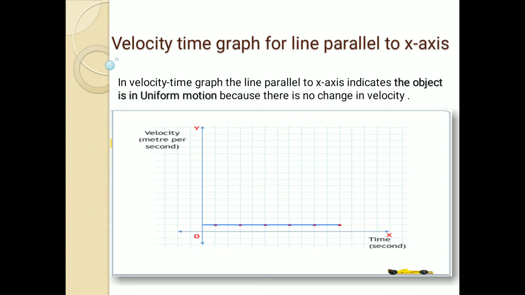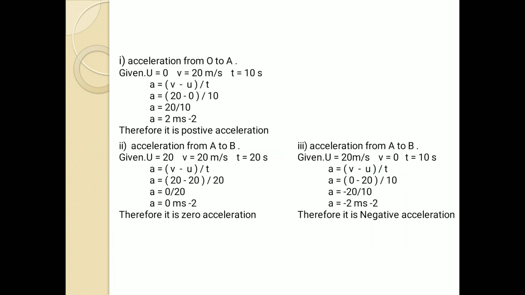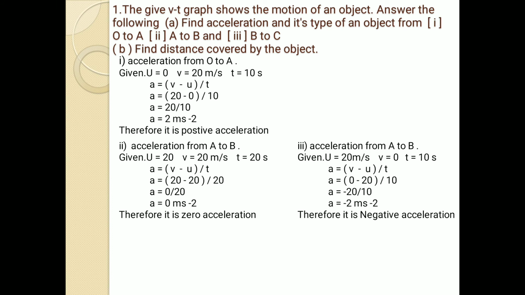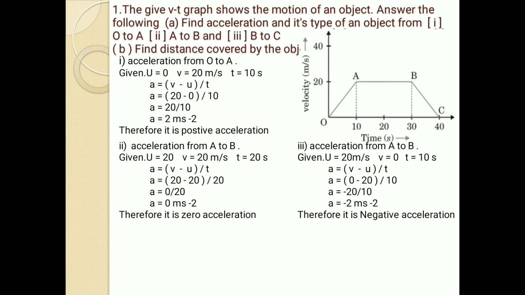So regarding these graphs you may get one question. Next, we have to discuss this sum. I have already given this sum in a classwork, so you can practice yourself. Once again I'm going to explain. Listen now. The velocity time graph shows the motion of an object. Answer the following. First, find the acceleration and its type for the object from O to A, A to B, and B to C. We have to say what type of acceleration it is, whether positive or negative acceleration.